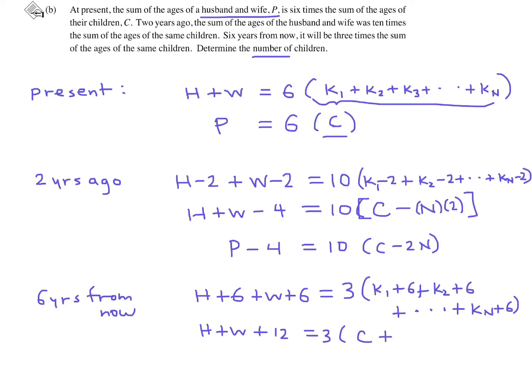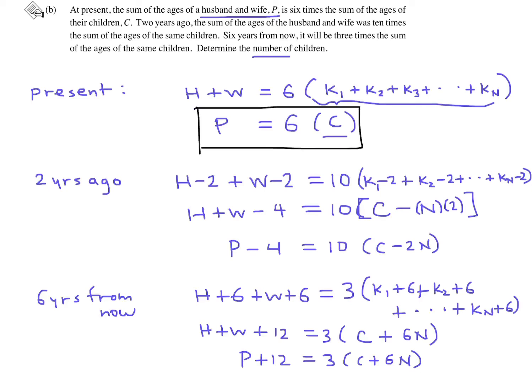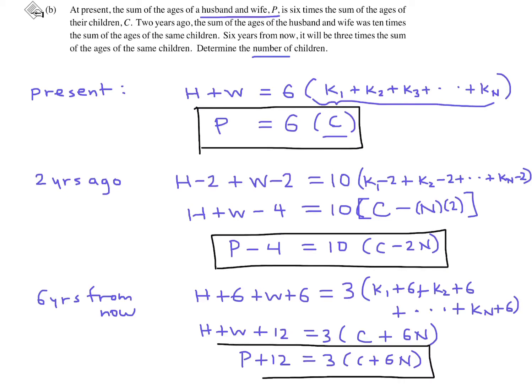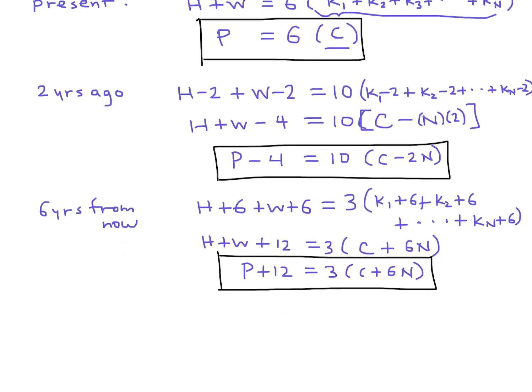And then now we have to account for all these 6's, and there's n of them. So 6n, like that. So this H plus W is P. P plus 12 is equal to 3 C plus 6n. All right, so we have equations. We have this one, we have this one, entirely based on what they gave you in the question stem. I haven't calculated anything yet.